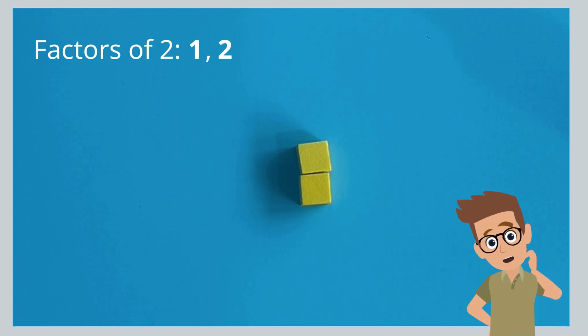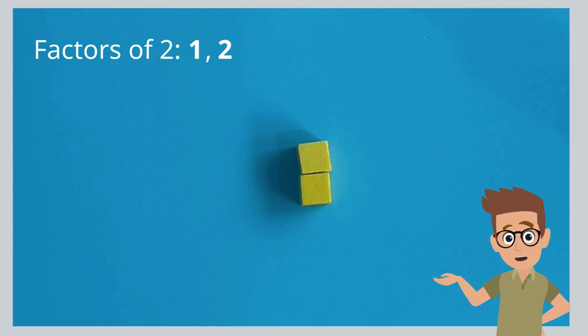So, is 2 a prime number or composite number? Pause and discuss with your friends. Since it has only 2 factors, 1 and itself, the number 2 is a prime number.